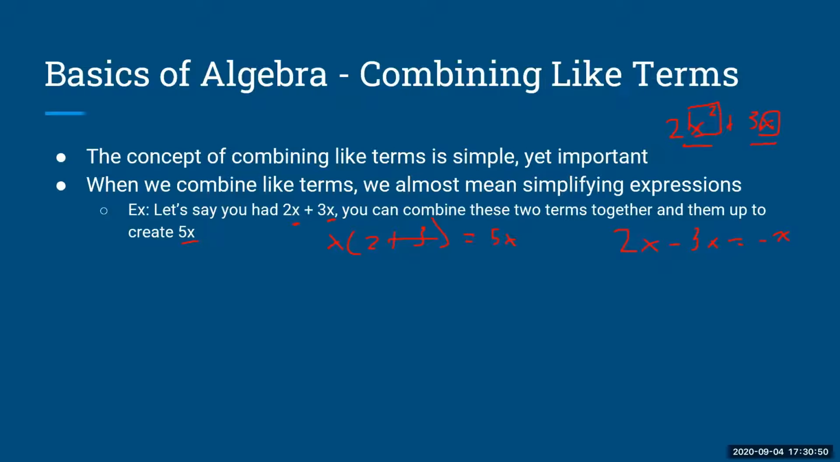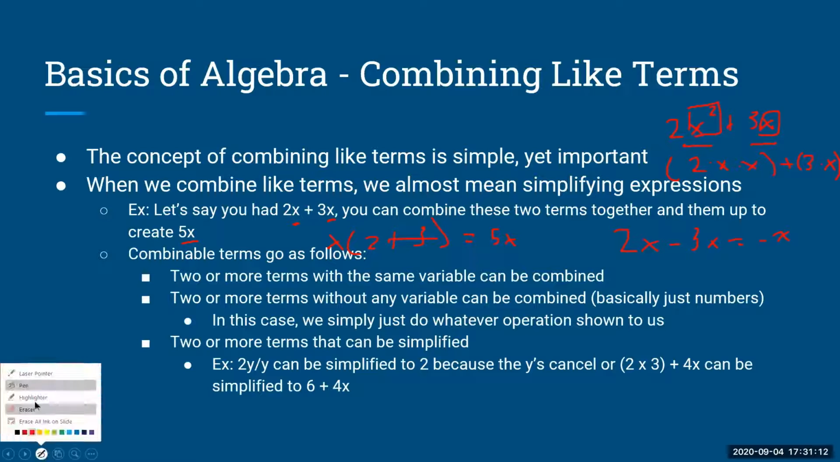Why? Because the x squared and x technically mean different things. Because remember, this is 2 times x plus 3 times x. Totally different things. Not totally, but they mean different things. So they have to have the same variable, same exponent, all that stuff. Okay.